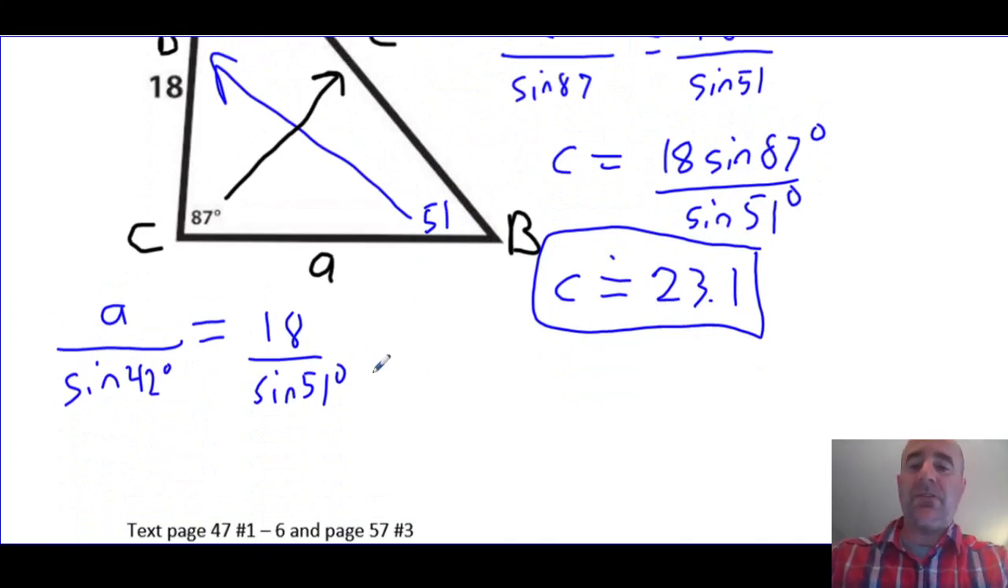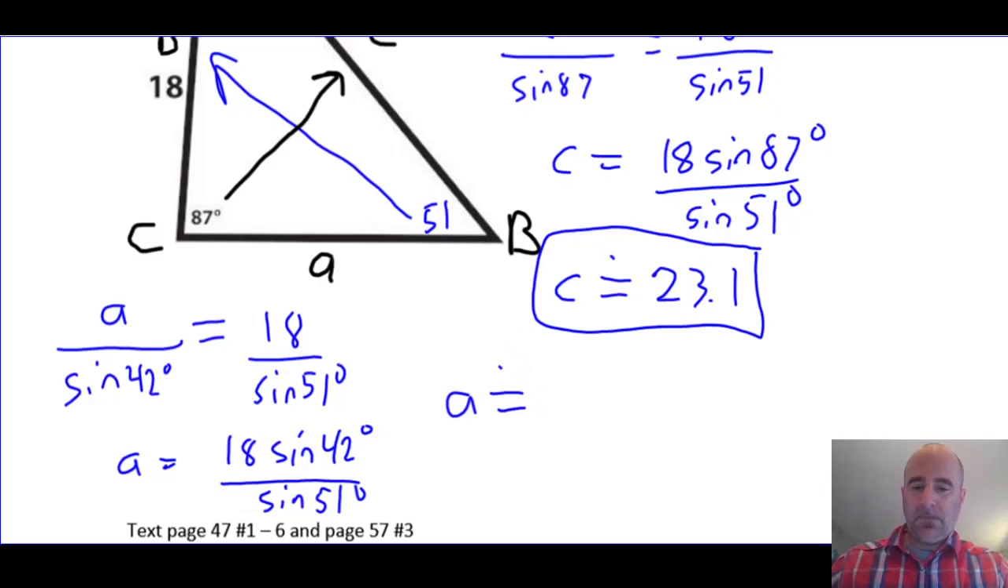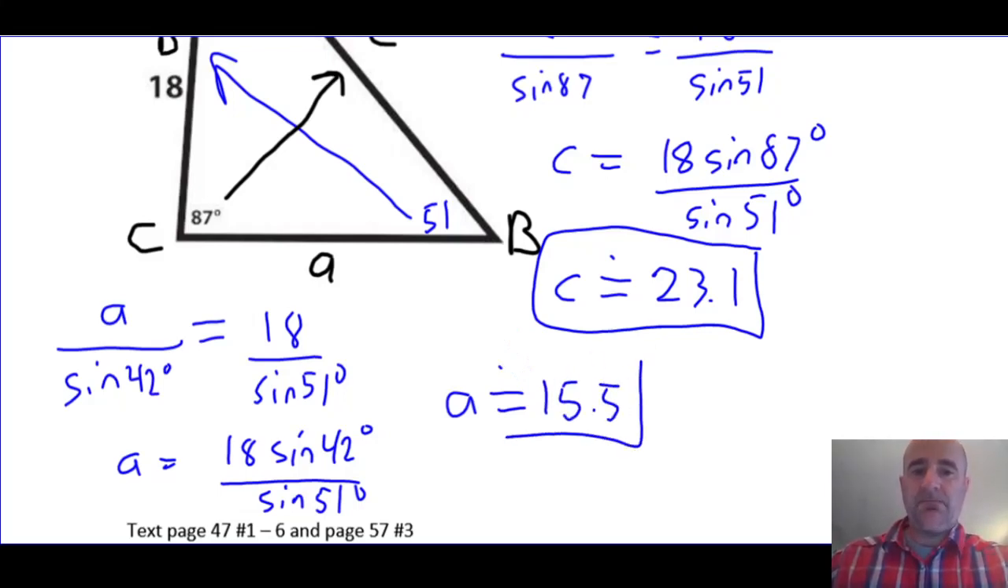Okay, just continuing with this. That gives me that a is equal to 18 sine 42 all divided by sine 51. That's going to be the last answer that we need in this question. 15.5, whatever the units are.